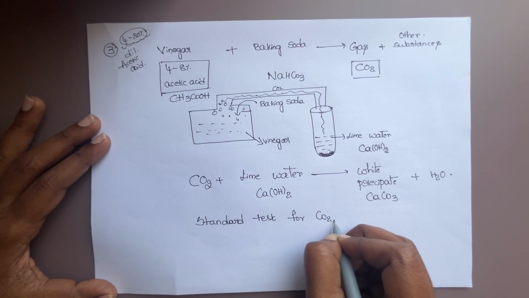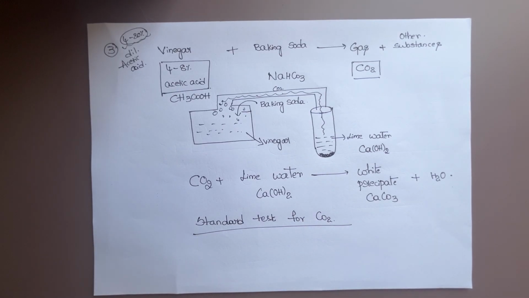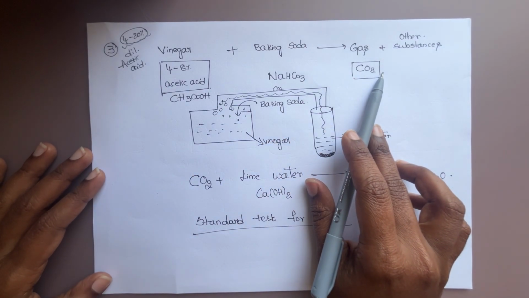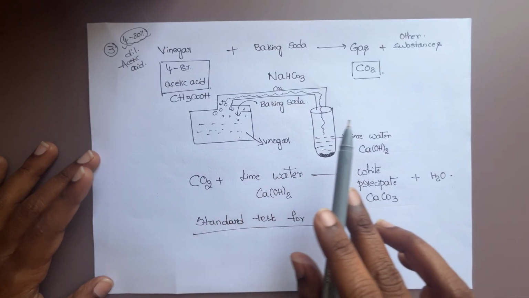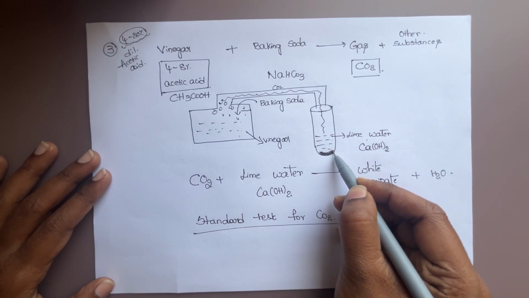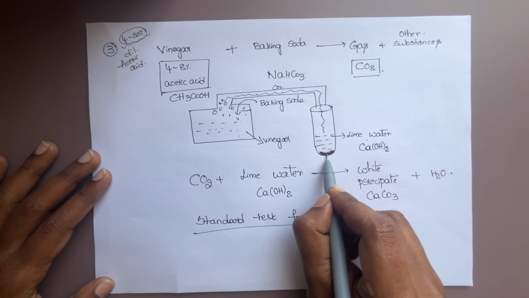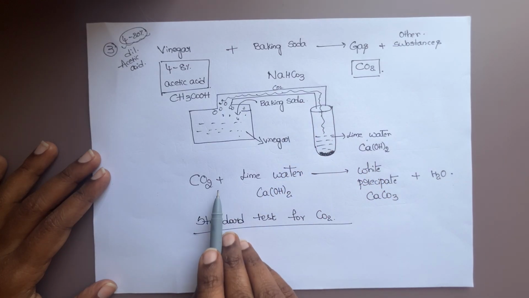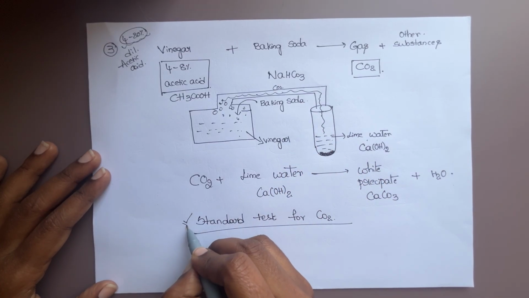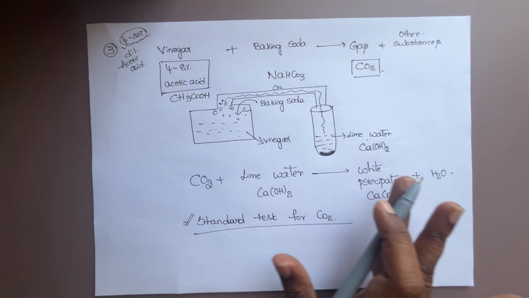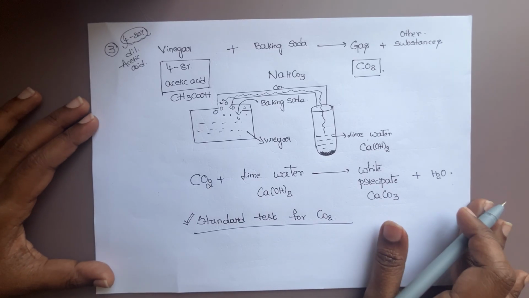Very, very important. Which of the following is a standard test for carbon dioxide? Vinegar reacts with baking soda and releases gas. This released gas now enters into lime water. A curd-like white precipitate is formed at the bottom. This white precipitate identifies that the gas is carbon dioxide. From this we can easily identify that carbon dioxide gas is produced inside the beaker. So these are all very, very important examples of chemical changes.